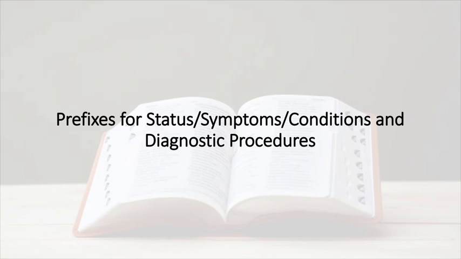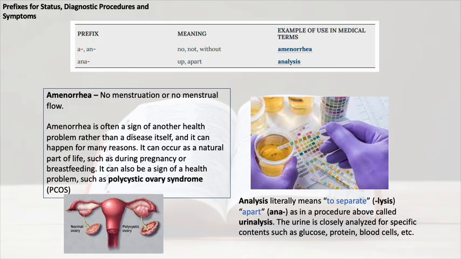Let's wrap up our discussion on prefixes with prefixes for status, conditions, symptoms, and also diagnostic procedures. So let's look at the prefixes a, an, and ana. Similar prefixes, but they're used in medical terminology to give us important clues about the meaning of the word. Now, a and an mean no, not, without, or lack of. So they're often used to describe a deficiency, the absence of something, or an abnormal condition even.